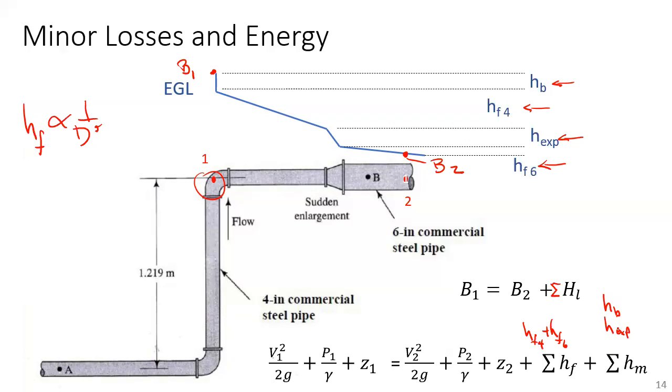So now we have to just see how we calculate the minor losses, because we know the friction losses: H sub F is equal to f L over D, V squared over 2g. So to find HF4 and HF6, this is that first class of problems. Calculate the friction loss knowing a bunch of other information. So you would need to calculate the relative roughness, the Reynolds number to get the friction factor, and then you know the pipe length of just the 4-inch pipe between the bend and the sudden enlargement. And if you know the discharge, you know the velocity in the pipe.